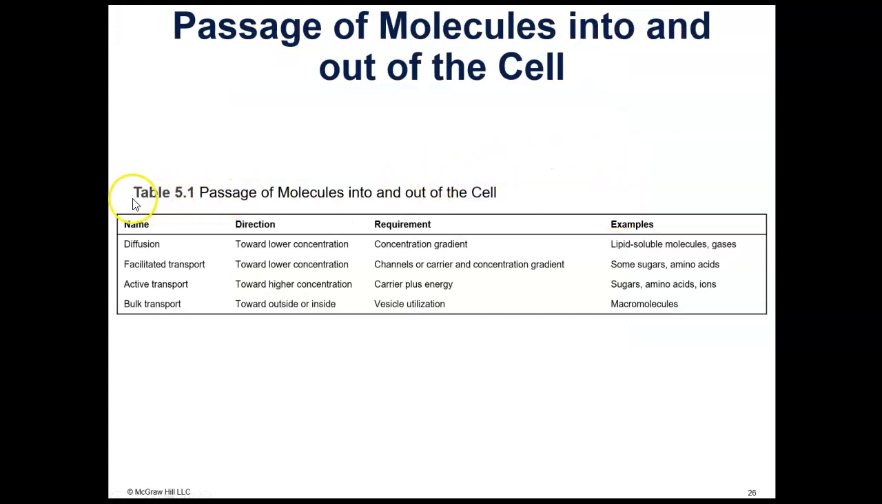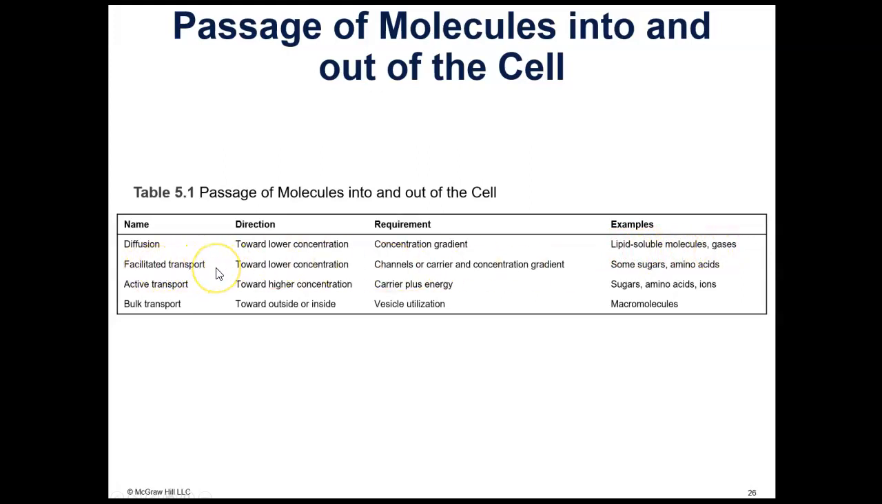This is a table, table 5.1, that lists the names of types of transport. So diffusion is a type of transport where molecules move toward their lower concentration. Or another way to say it is they move from their high to their low concentration. The requirement is that there is a concentration gradient, or difference. Concentration gradient just means a difference in concentration from outside to inside the cell. And examples of molecules that pass through the cell by diffusion are lipid-soluble molecules and gases.